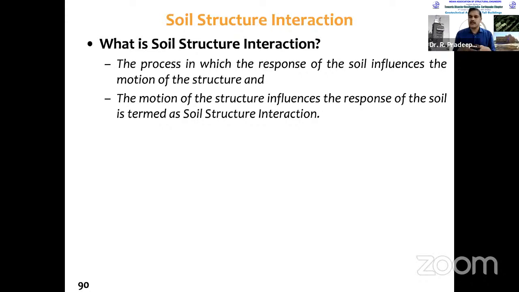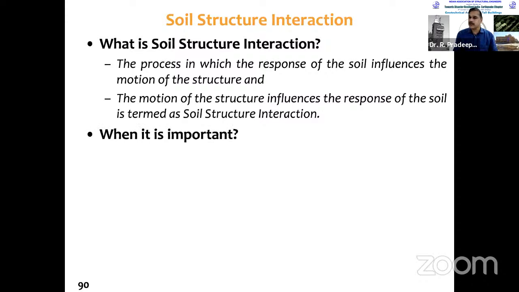So there are two kinds of interactions. The first one is called kinematic interaction. The second one is called inertial interaction. When there are no structures, if you measure the ground motion, that is called free field ground motion. Generally, free field ground motions are not very valid for structural design. We need to know the ground motion experienced at our site, and for that, we need to understand soil structure interaction.